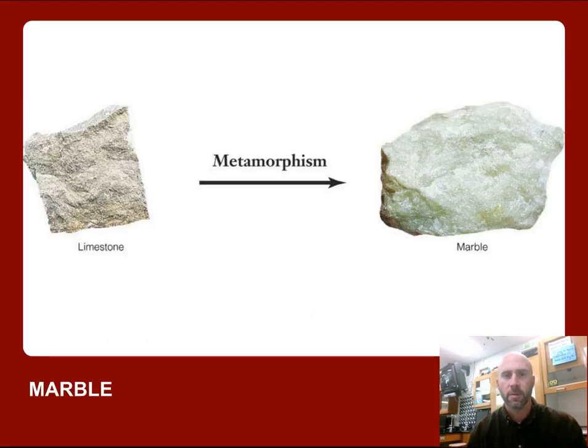Okay, so here's some examples. Here's marble. You can see the limestone over on the side here, which we looked at, is a sedimentary rock, right? It's formed in deep marine environments, and then lots of heat and pressure change it into marble. Marble is going to have kind of a sugar cube kind of a look to it.